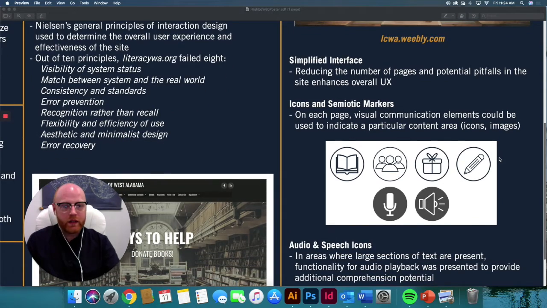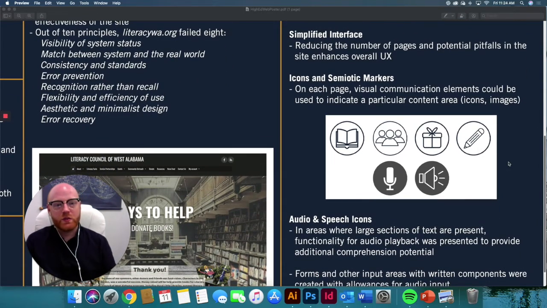Focusing on the illiterate audience, one thing that we included in this research was the use of icons and those semiotic markers. Again, semiotics is the study of signs and symbols, and icons are in themselves symbols of something. So on each page we use visual communication elements, such as icons and images, to indicate a particular content area. We use these icons here. You can see the book, a collaboration icon, a giving and donation icon, and also the tutoring icon at the top of each page to indicate what was going on that page and what content was going to be present.